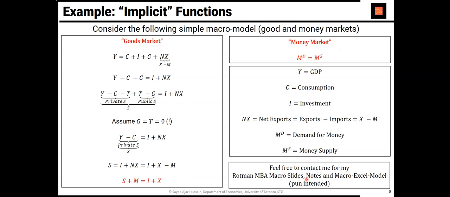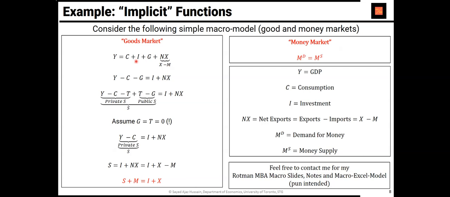Here's another more complex implicit function. Just to give you a taste of what's coming up in grad school, we have a very simple macro model where you have the goods and money markets. The goods market works like this. GDP is equal to consumption plus investment plus government spending plus net exports. And net exports in turn are exports minus imports.